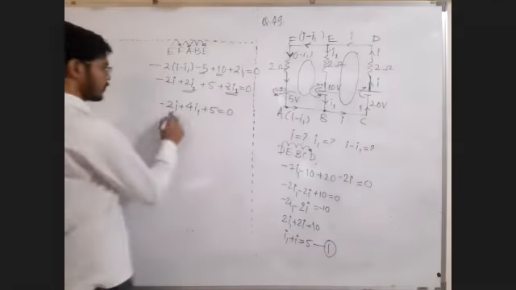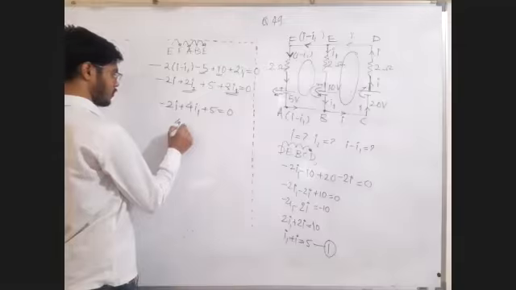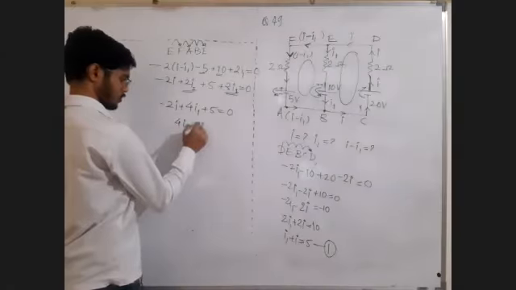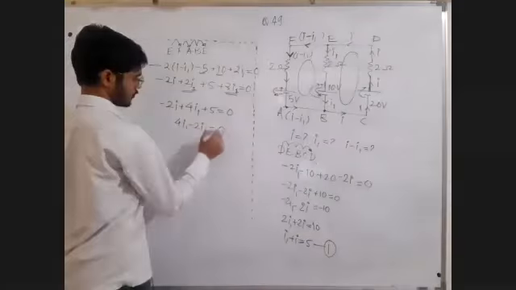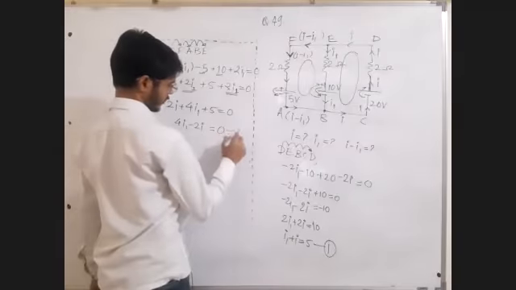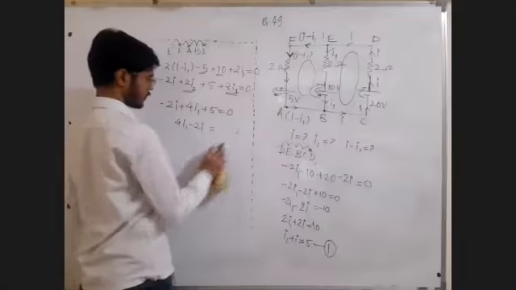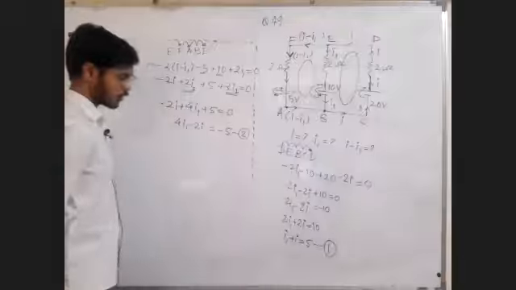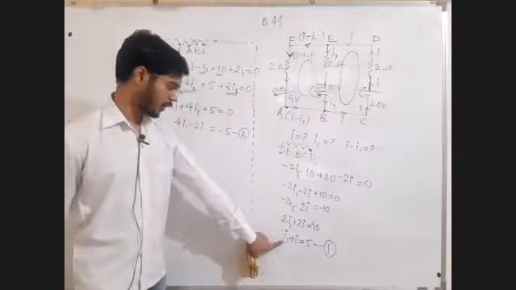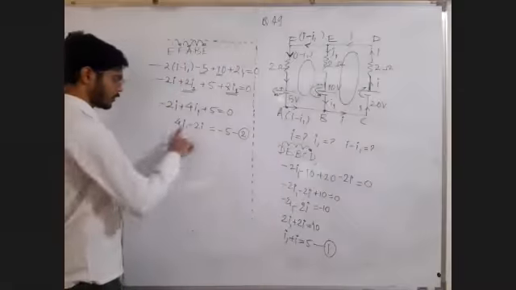Now you can rearrange this equation. 4I1 minus 2I is equal to minus 5, this 5 on the right hand side. That's your second equation. Now from equation 1 you can find I1 and you can put in equation 2.